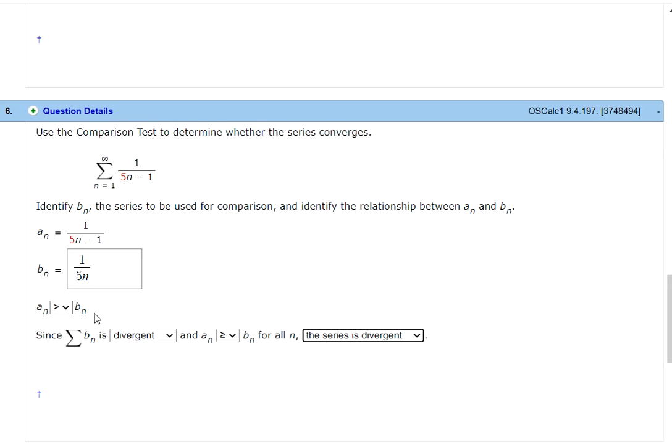A divergent series is one that just keeps growing and never stops growing. So if b sub n diverges, that means it never stops growing. And if a sub n is greater than b sub n, that means a sub n never stops growing.